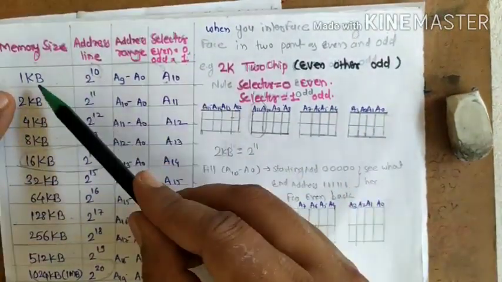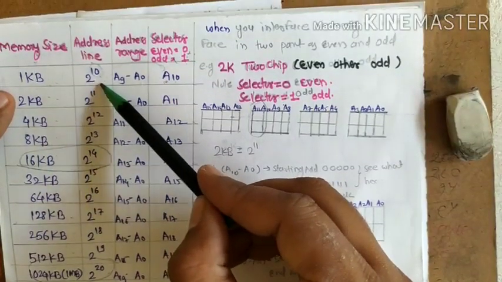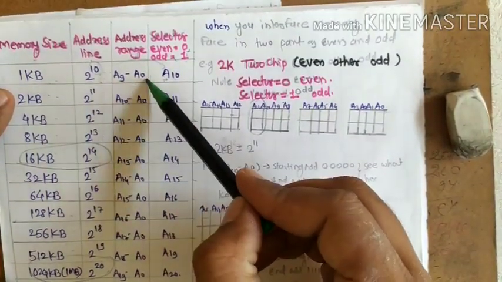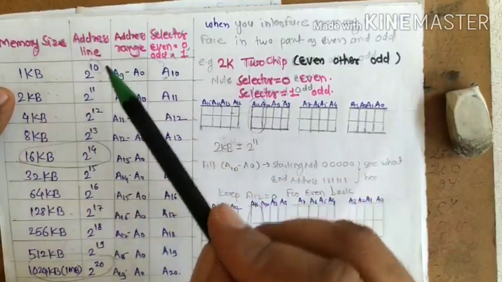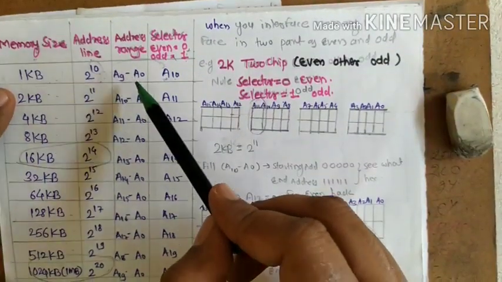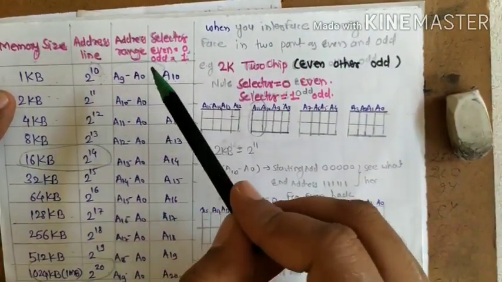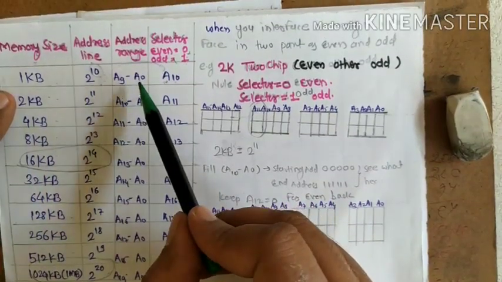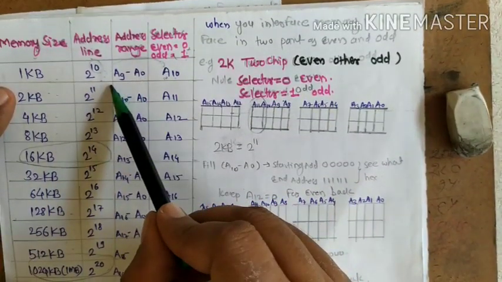Always try to understand that for 1 kilobyte memory we say 2 raised to 10, so the addressing range is from A0 to A9. Why? Because in a digital system we always count address lines from 0, so we count from 0, that's why it is 10. For 2 raised to 12, it ends at A11, so the 12th line is the selector. Try to understand and remember this particular thing. Next, take one example.